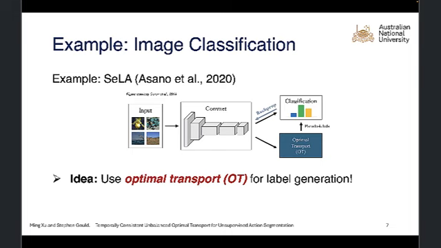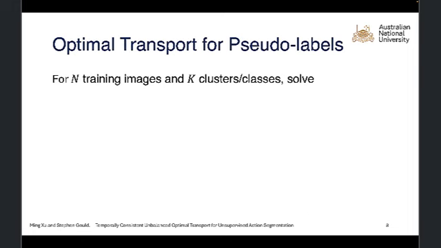This was extended, and instead of k-means, Asano et al. use optimal transport for the pseudo-label generation. And this is roughly the approach that we use in our work too, but for videos. So optimal transport for pseudo-labeling, how does it work?